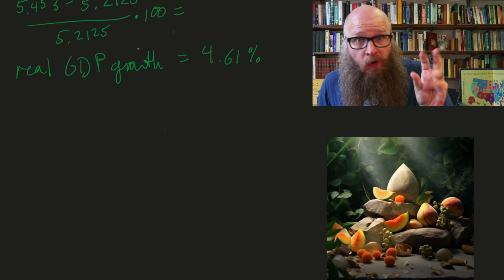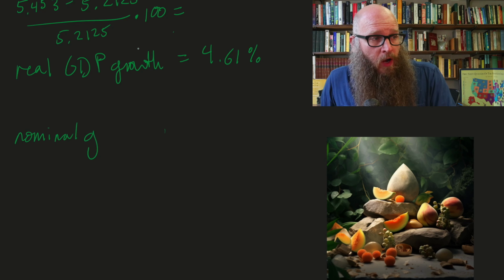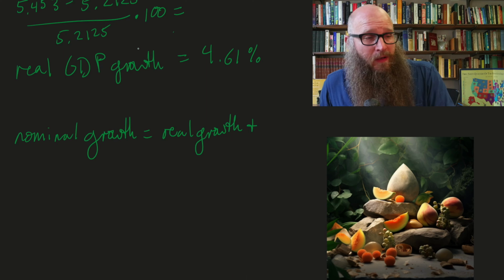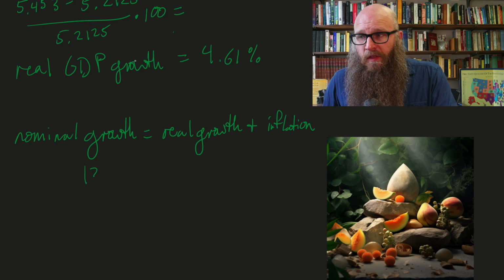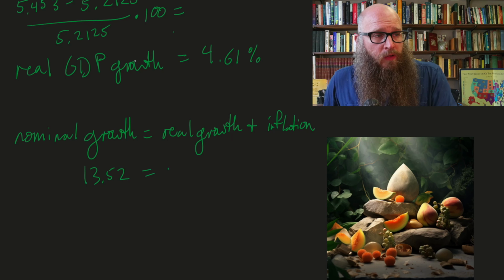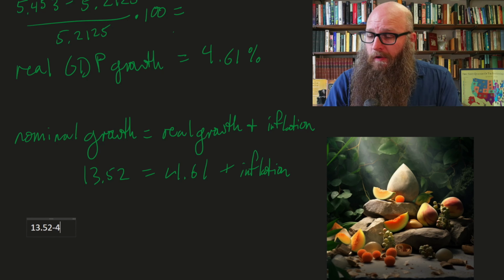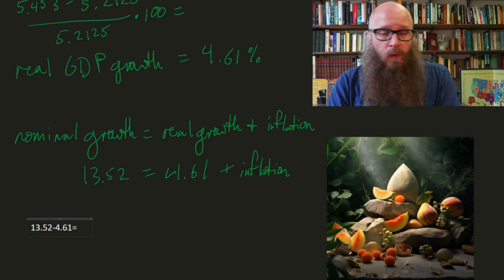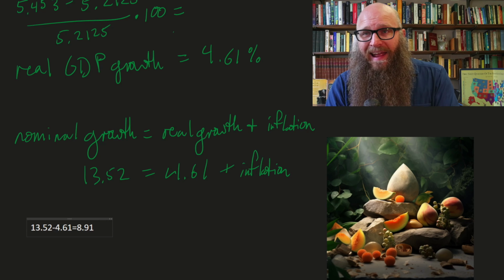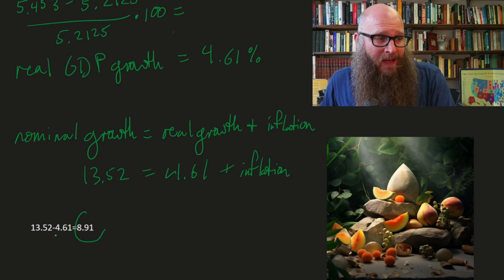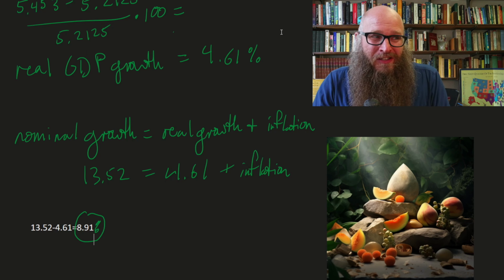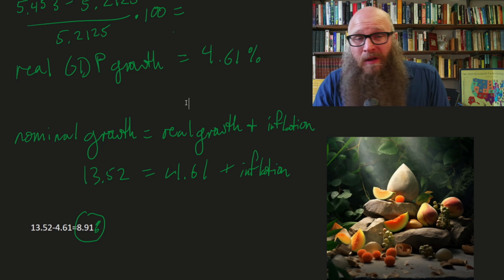And from those two numbers, we can calculate the inflation rate. The nominal growth is equal to the real growth plus inflation. This was 13.52. The real was 4.61. OneNote can do the math for us. 4.61 plus an inflation rate of 8.91%. That's quite a bit of inflation. On the other hand, that's also quite a bit of real economic growth.